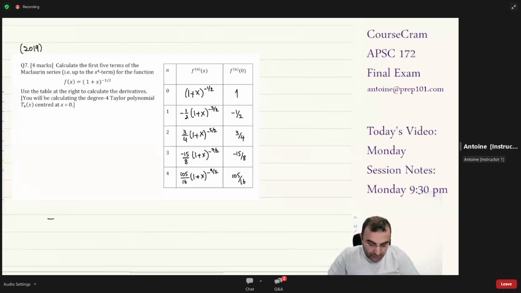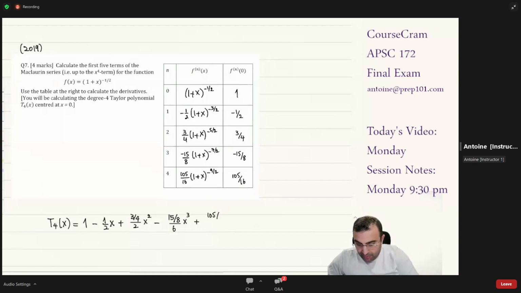So you want to find T4 at x. It's f of 0 plus f prime at 0 x plus f double prime at 0 over 2 factorial x squared plus f triple prime at 0 over 3 factorial x cubed plus f to the order 4 at 0 x to the 4 over 4 factorial.